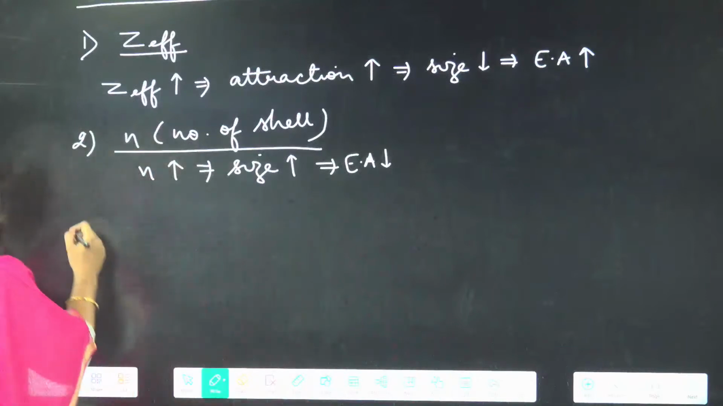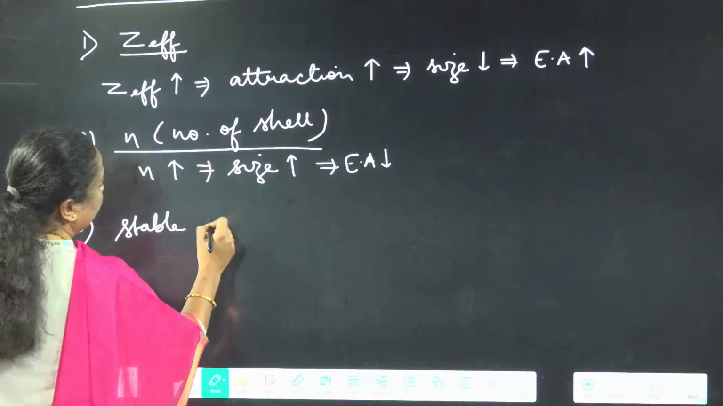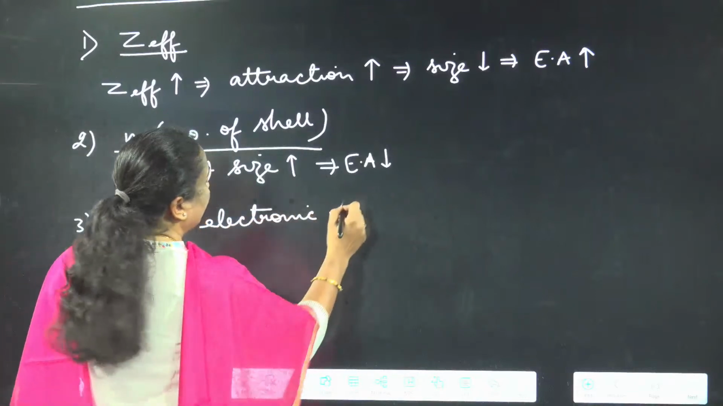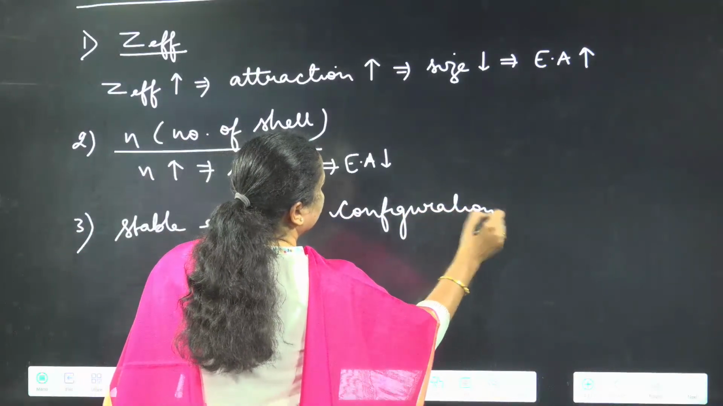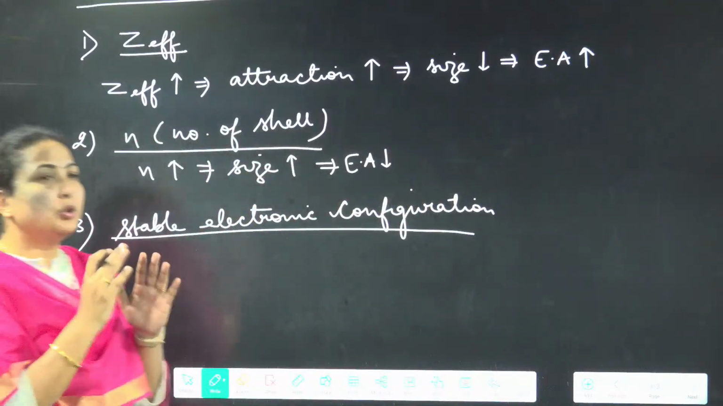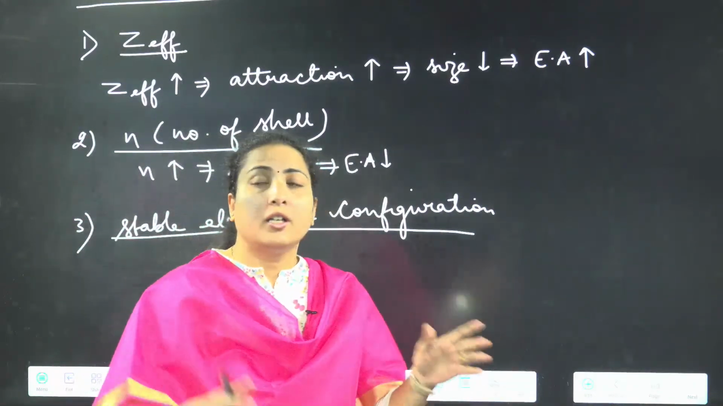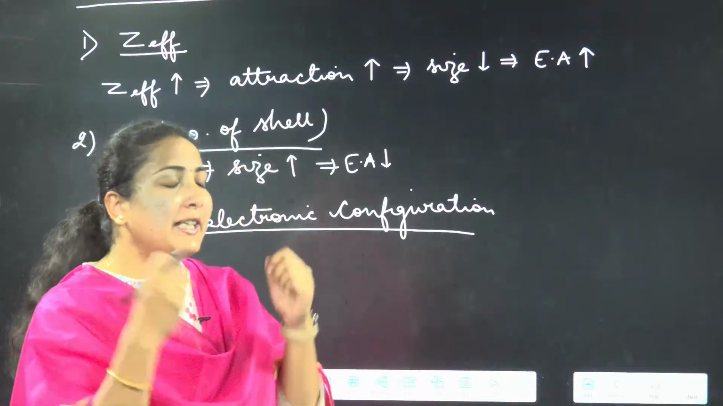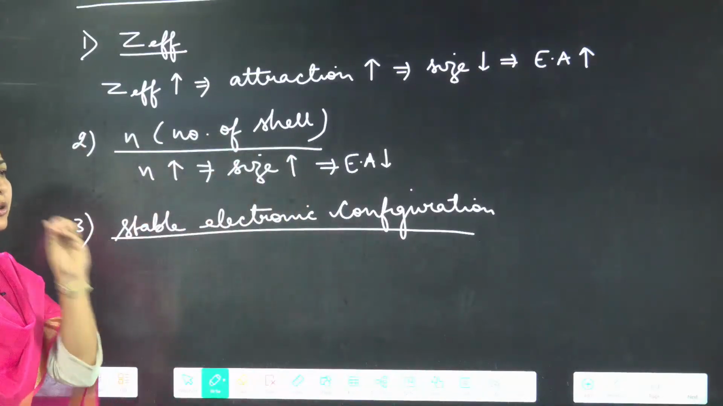Okay, then next is stable electronic configuration. When we talk about stable electronic configuration, it is seen that those species which have a half-filled or fully filled subshell configuration do not show any electron affinity. That means if for the rest of the elements the electron affinity is positive, for them it will be negative, right? That comes from the value.